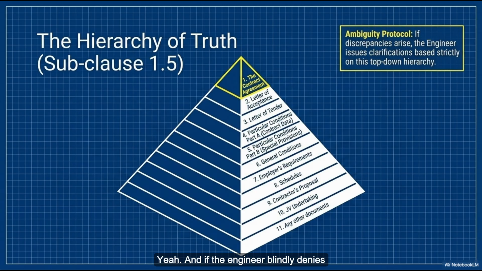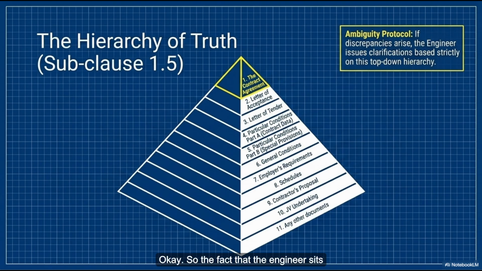Yeah, and if the engineer blindly denies every contractor claim just to save the employer money, the contractor will just halt work. They'll take the dispute to international arbitration, and the project basically dies. Wow. So they have to be fair or the whole thing falls apart. Exactly. The engineer's neutrality, however uncomfortable it is for the employer, is really the only thing keeping the project moving out of the courtroom and on the actual construction site.